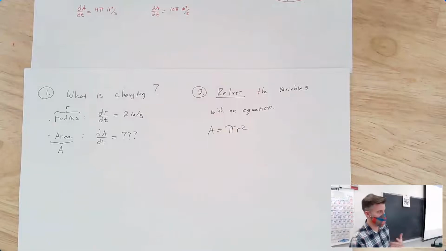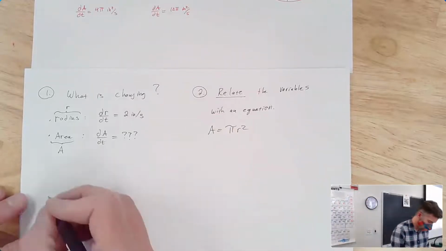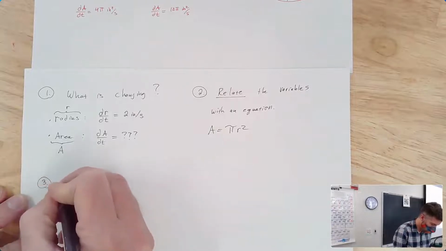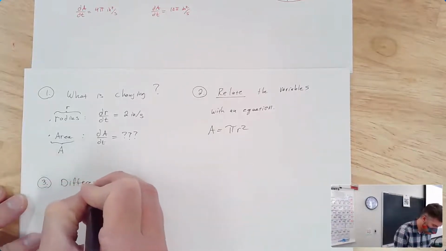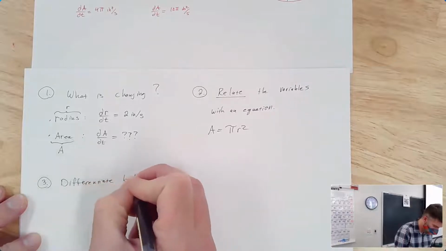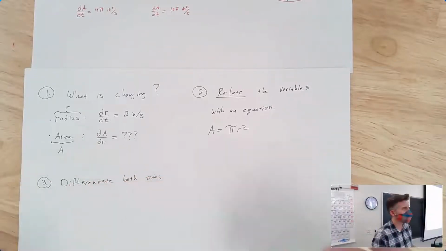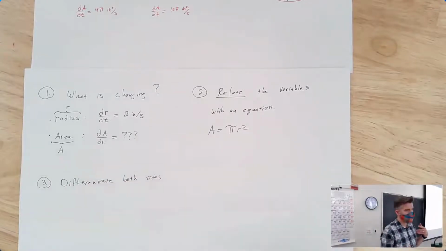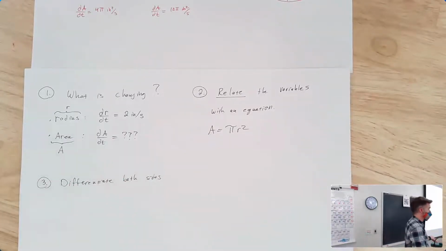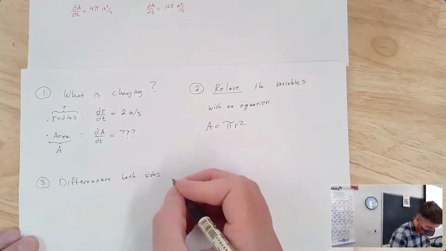Now, here's the important step that people kind of get thrown off by. We're going to differentiate both sides, but we're going to remind ourselves that both area and radius are functions of time. Even though I haven't written that down, we know that as time changes, the radius changes. As time changes, the area changes. Both area and radius are dependent upon time. So it is implied, or it's implicit, that area and radius are functions of time. So we're going to differentiate both sides with respect to time.